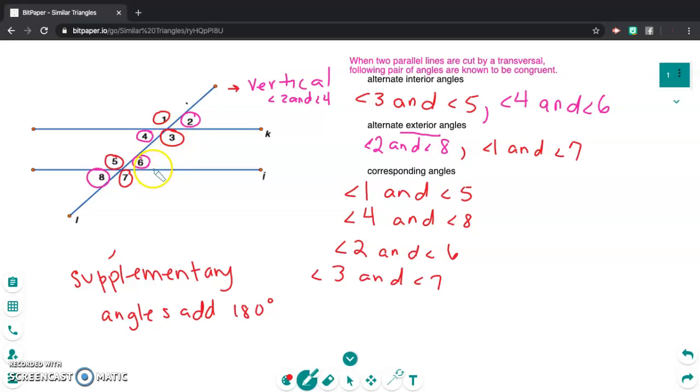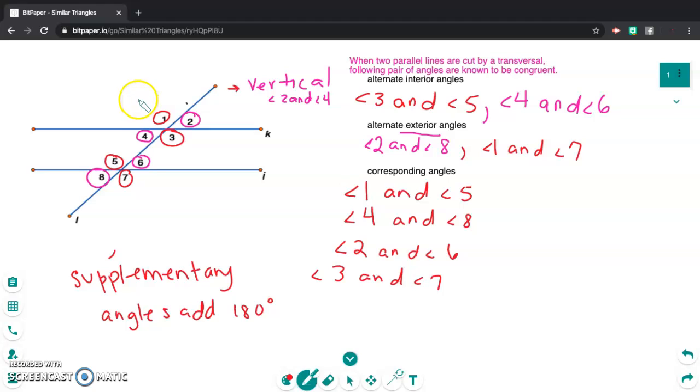So when we talk about that, we have what we call consecutive interior angles. Okay, so consecutive interior angles are basically those angles that are on the inside of those parallel lines, and they are on the same side of the transversal. So look at 3 and 6. 3 and 6 are supplementary because what that means is whatever those angles are, they will add up to be 180 degrees. So let me show you how.